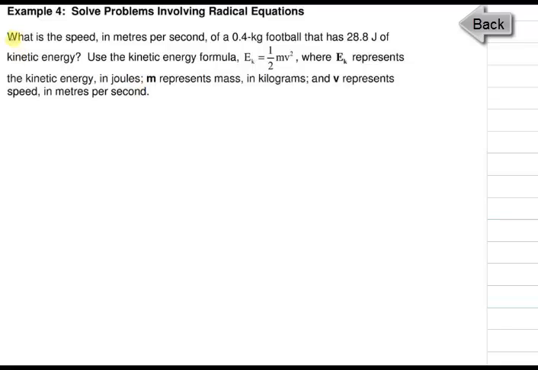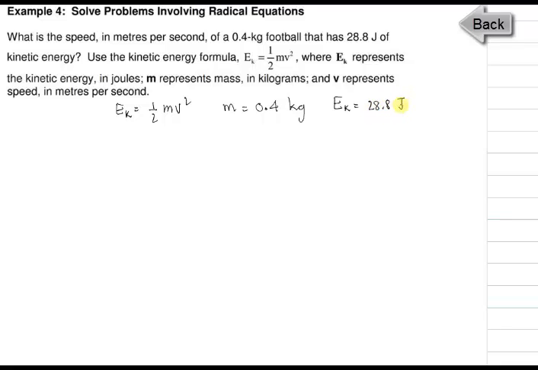Okay, so we want to know what the speed is in meters per second if the mass of a football is 0.4 kilograms and it has 28.8 joules of kinetic energy. Okay, so a good place to start is to write down what you know. You know that your formula for kinetic energy is E subscript k is equal to 1/2 mv squared. You know that the mass of your football is 0.4 kilograms. And you know that your kinetic energy is 28.8 joules.